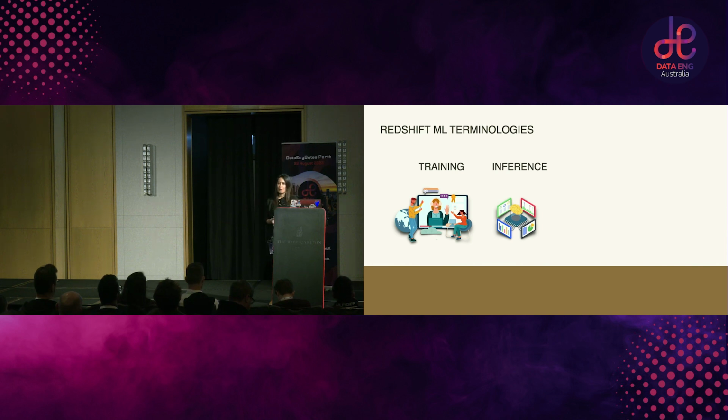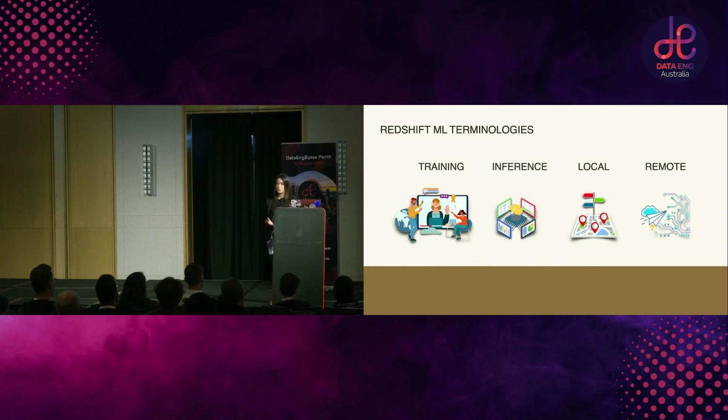Inference is a very common terminology in machine learning. It's when you use your model to get predictions and insight from that model. We have local inference. It refers to when you have a pre-trained model and you want to import that model in your Redshift to get predictions from the existing model. Whereas remote inference refers to when you have an endpoint, such as a SageMaker endpoint, that hosts that model. You want to import that and get remote inference from that model.